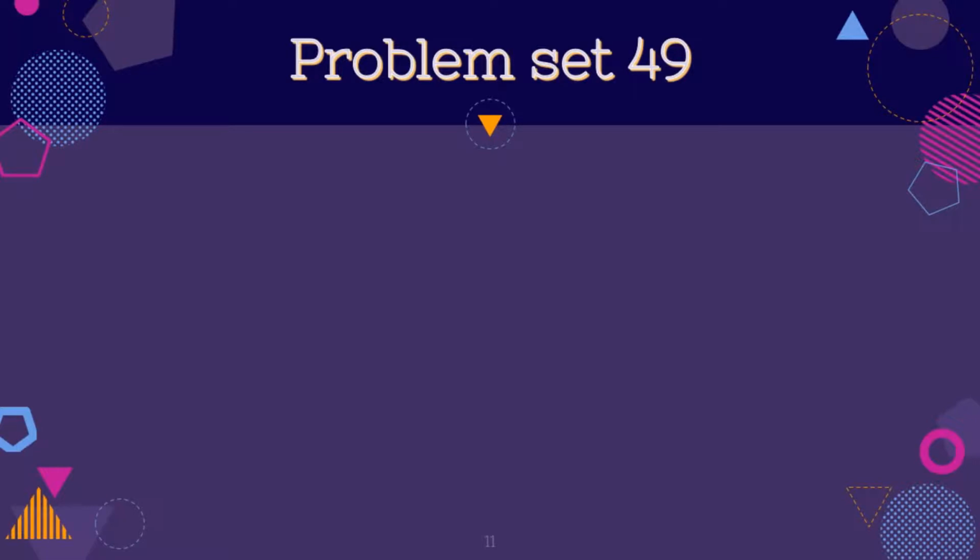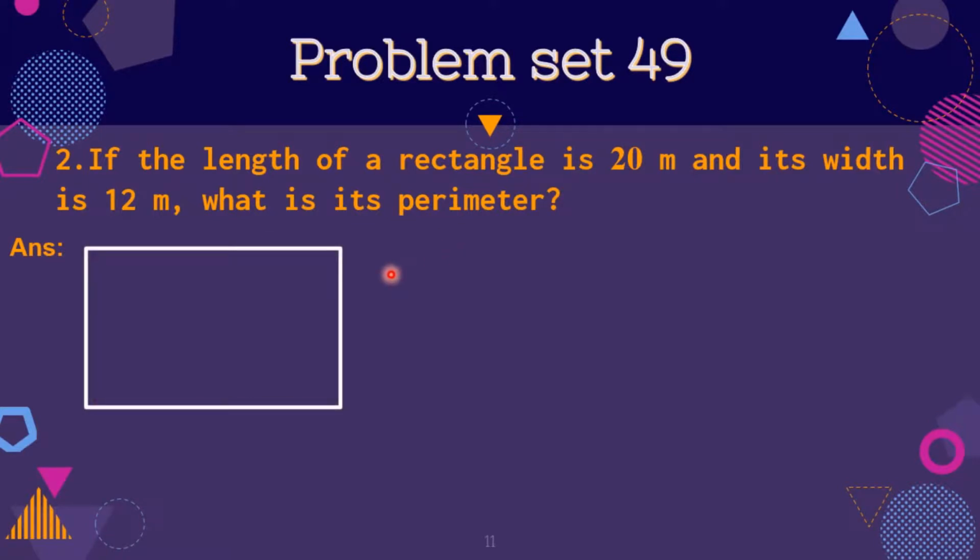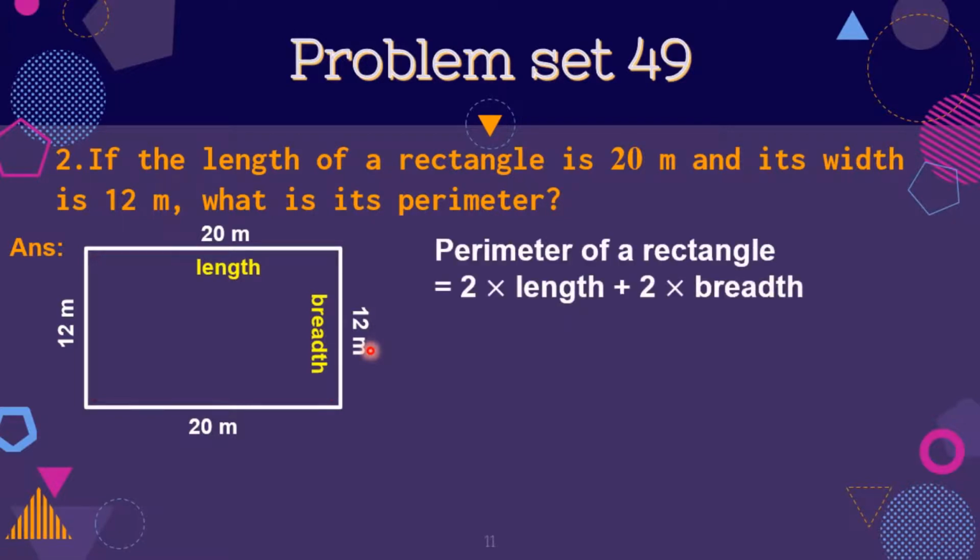Next question is, if the length of a rectangle is 20 meter and its width is 12 meter, what is its perimeter? So here we have a rectangle and the length of this rectangle is 20 meter. Breadth of this rectangle is 12 meter. And we have the formula for perimeter of a rectangle is 2 into length plus 2 into breadth.